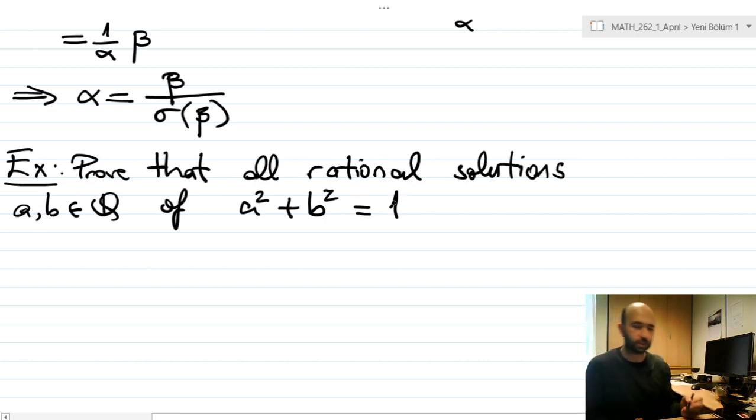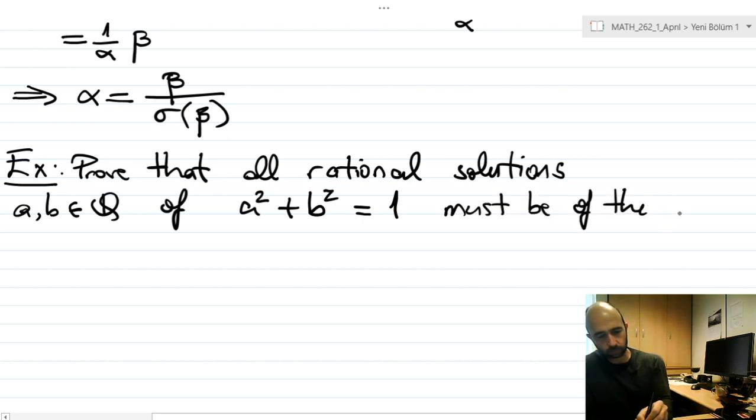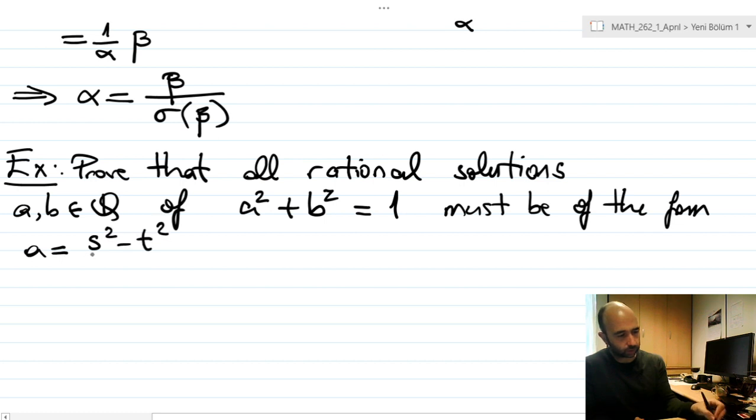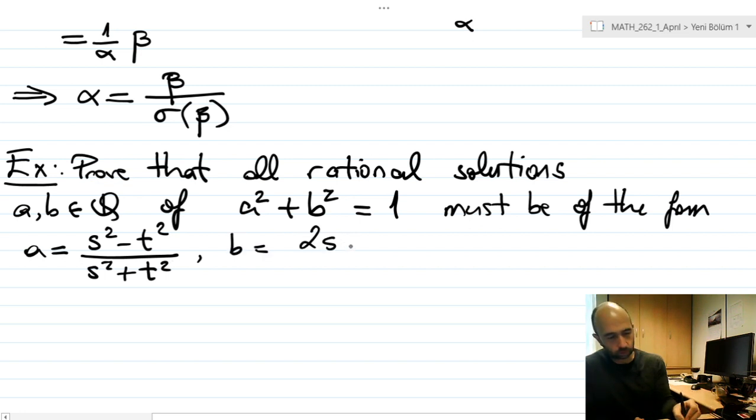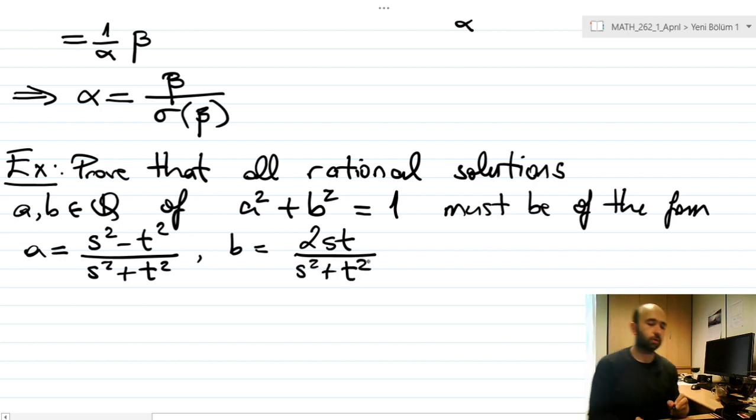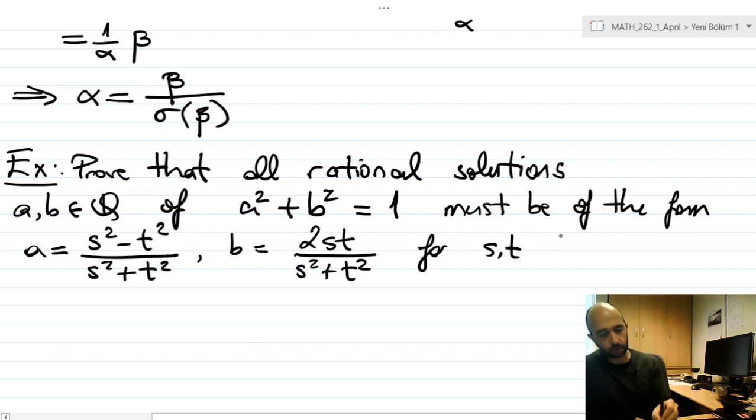This is like a Diophantine equation, right? So two rational numbers whose squares add up to 1. These must be of the form a equals s squared minus t squared over s squared plus t squared, and b equals 2st over s squared plus t squared, for some s, t in Q.